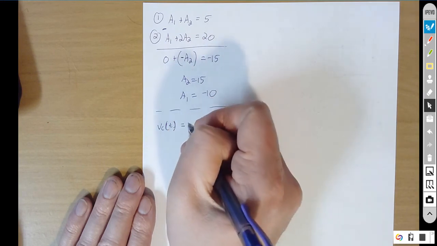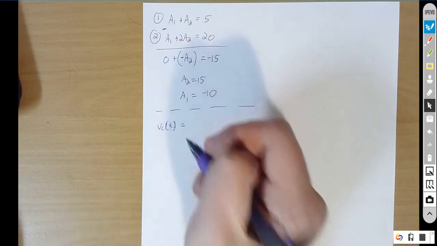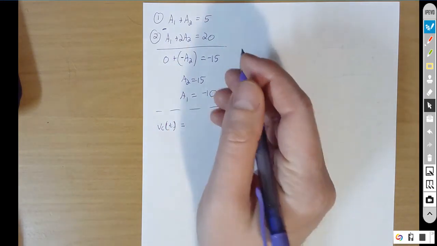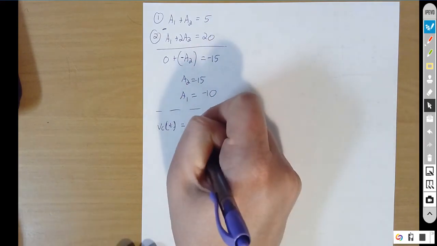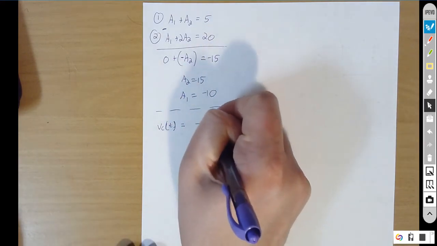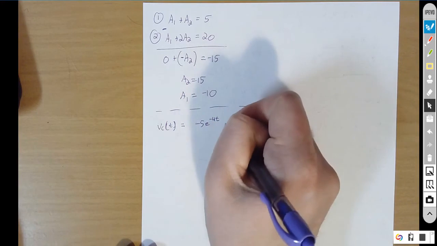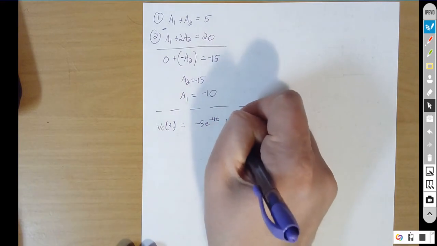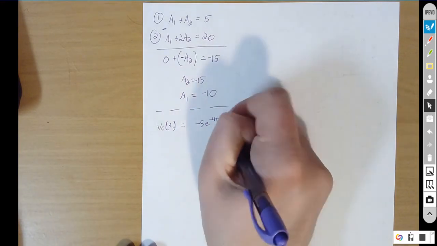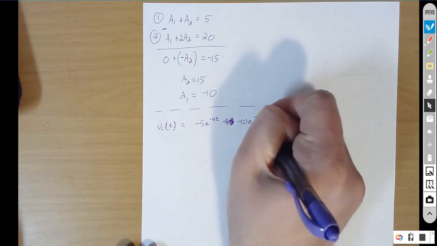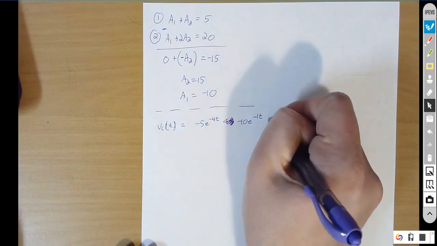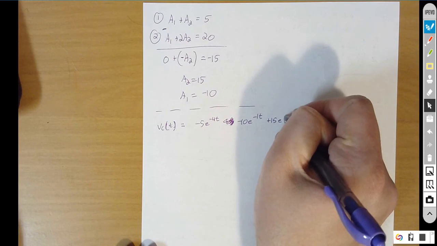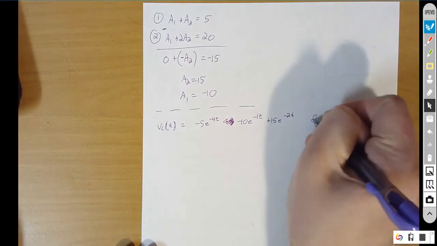So rewriting our equation, we will get that Vc of t is equal to negative 5 e to the negative 4t, minus 10 e to the negative 1t plus 15 e to the negative 2t for t greater than 0.